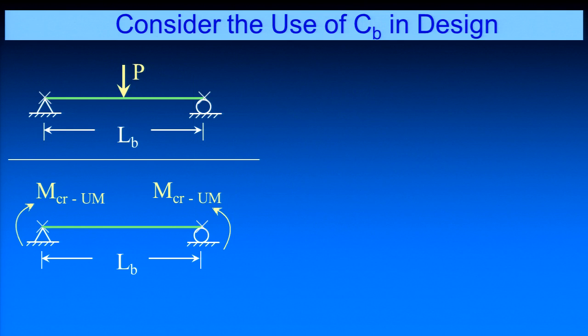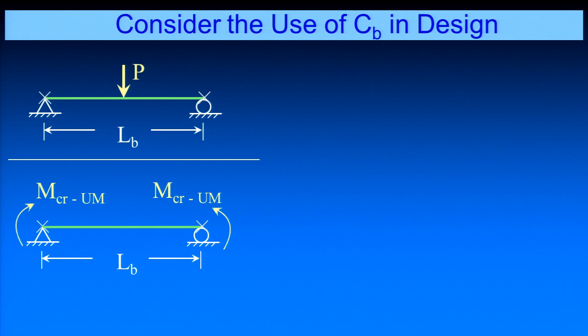If we were to go back, we would actually see some differences. But I just want to look a little bit at what we do with the C sub B factor in design, so we have a physical feel for what we're doing. We have this case with moment gradient, where we've got a point load applied at the middle. I'm showing the unbraced length as the full span of this section, so there's no intermediate bracing here. And then we've got the case of the uniform moment loading.